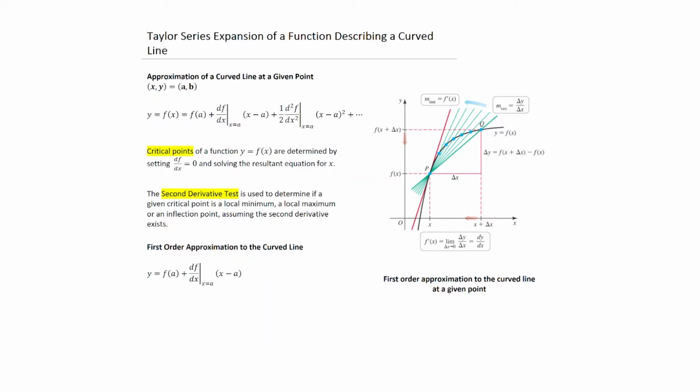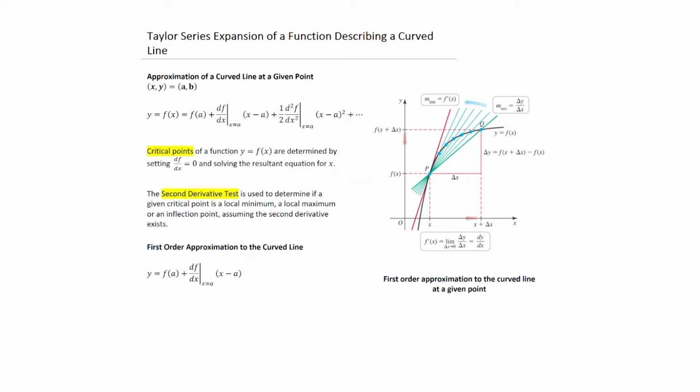So the critical points of a function y of x are determined by setting df/dx equals 0 and solving the resultant equation for x. The second derivative test is used to determine if a critical point is a local min, a local max, or an inflection point. Of course, this assumes that the second derivative exists. If it doesn't, then you would have to go to higher order derivatives to determine if there's a max or a min.